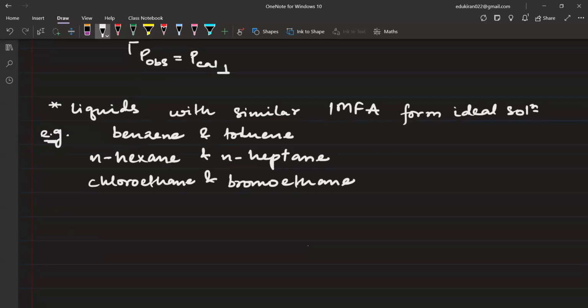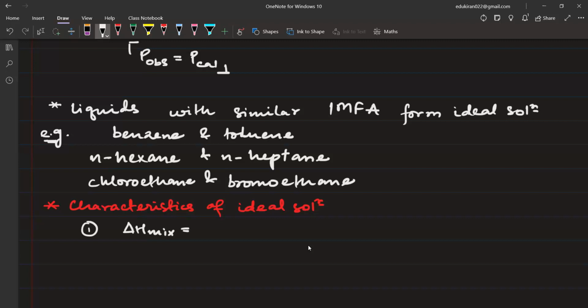Next is the characteristic of an ideal solution. This is something that you have to remember. Since the intermolecular force of attraction before mixing is similar to that after mixing, we don't require any energy on mixing them. Also, because both forces of attraction are equal, it will not even release any energy. So delta H mix will be completely equal to 0.